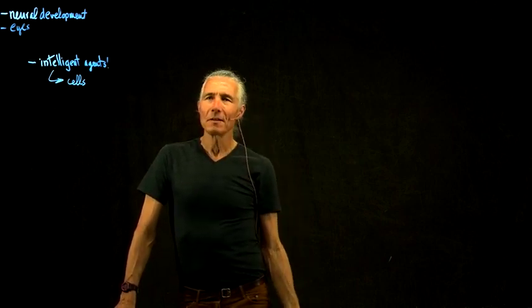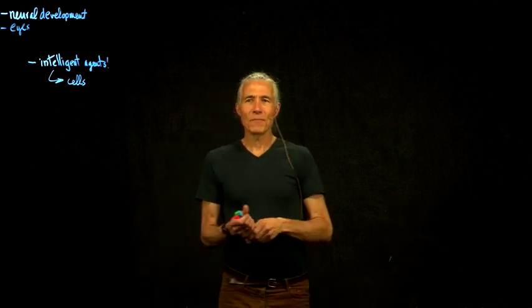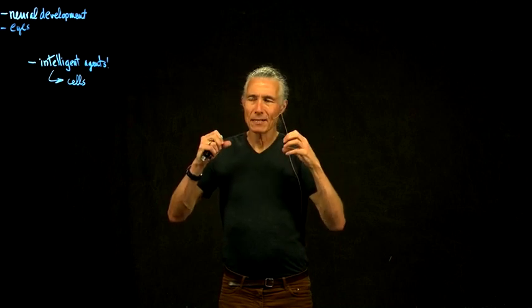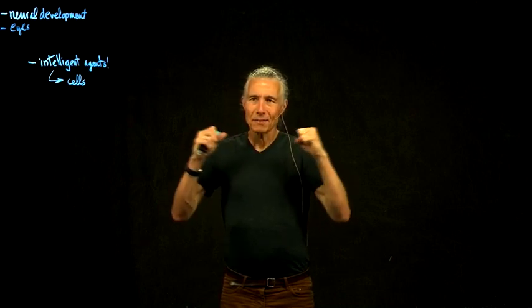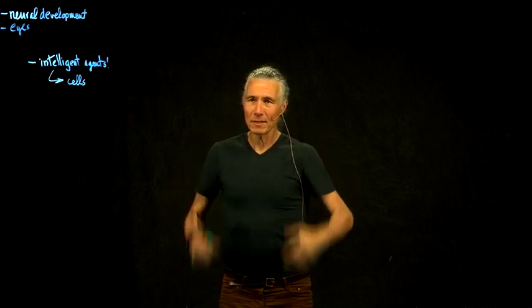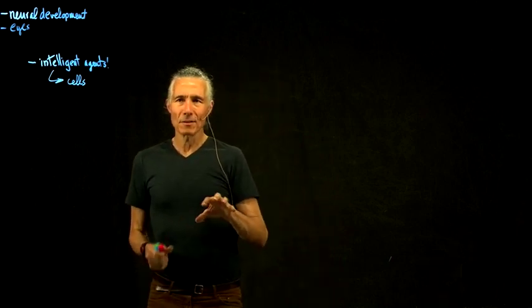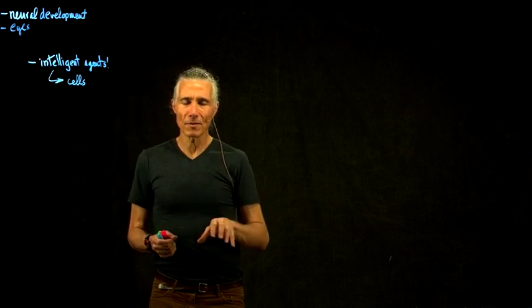So cells have muscles, so they can actually contract the top part of them independently from the bottom part. They have actin and myosin inside the cell, so they're active. They can move around.